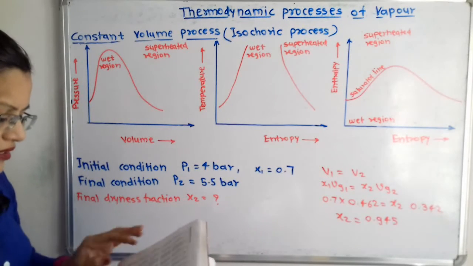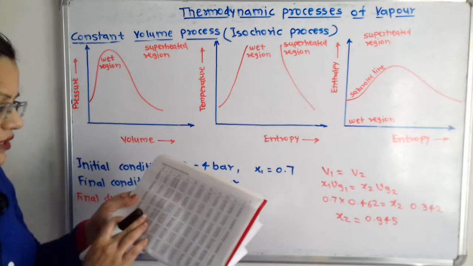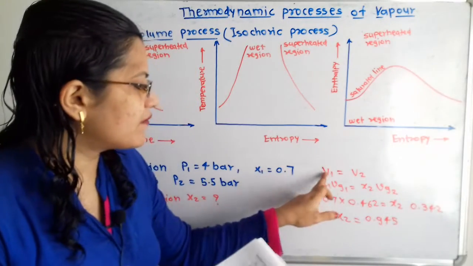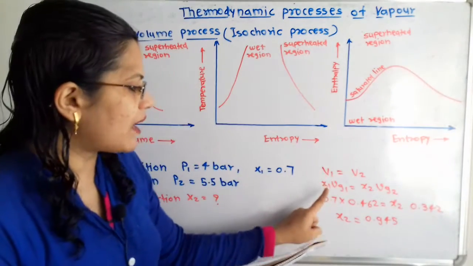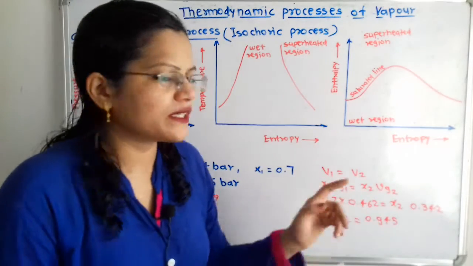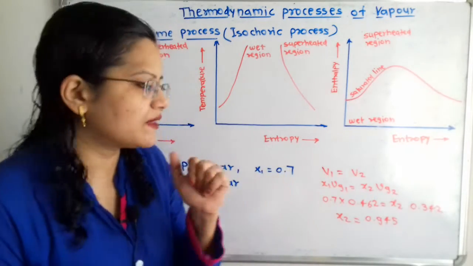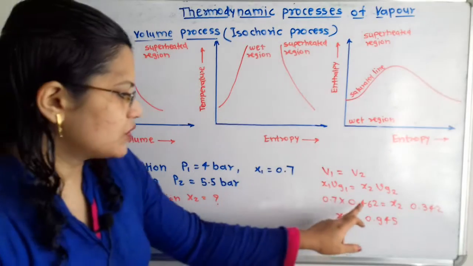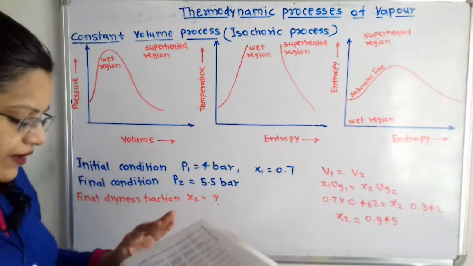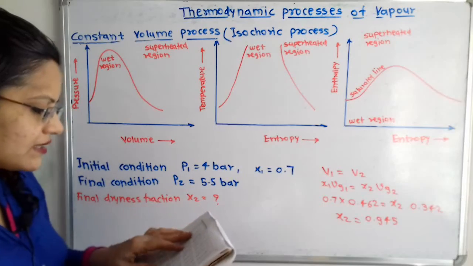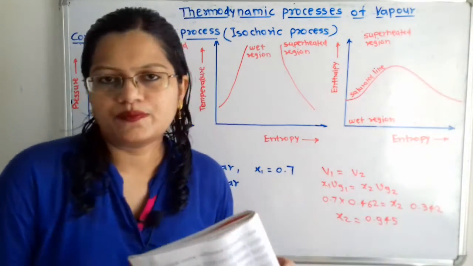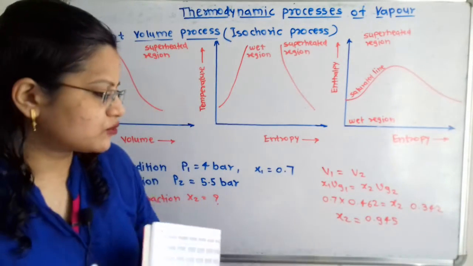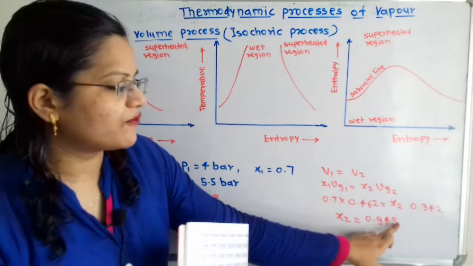So it is given, this is the 4 bar pressure and here the value is given Vf and Vg. So we have to take the value of Vg, because when V1 is equal to V2, then there is the formula x1 Vg1 is equal to x2 Vg2. So now we will have to take Vg1 and Vg2. So at 4 bar what is the value of Vg? That is 0.462. That is Vg1, and at 5.5 bar we have to take here the value, that is Vg 0.342. Now x1 is known, that is 0.7. Then what is the value of x2? So when we calculate we will get 0.945.